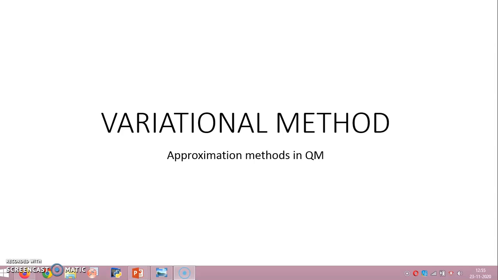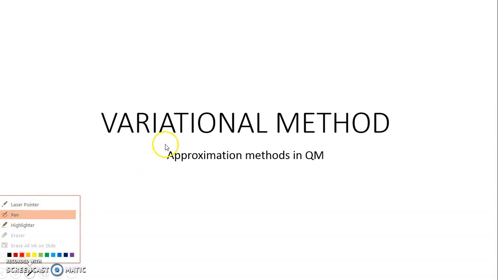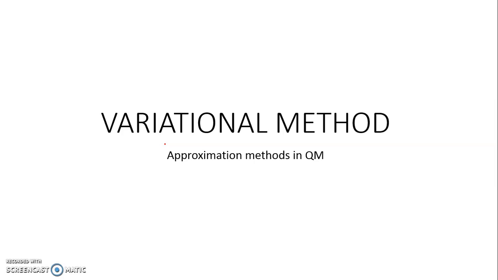We have already finished our discussion on the first approximation method coming under the category of stationary problems, that is the versatile perturbation theory. Now we move on to another approximation method suitable for, once again, stationary problems or time independent problems, which is the classical variational method.